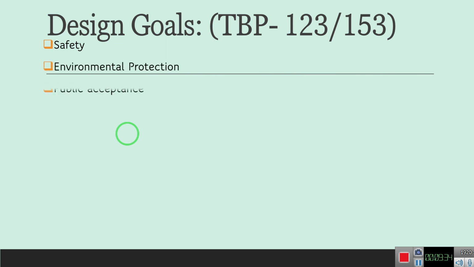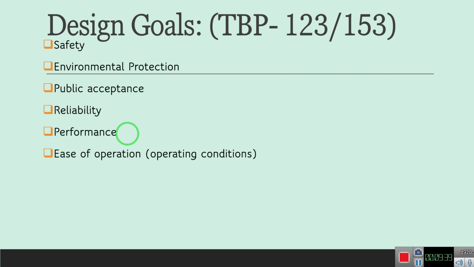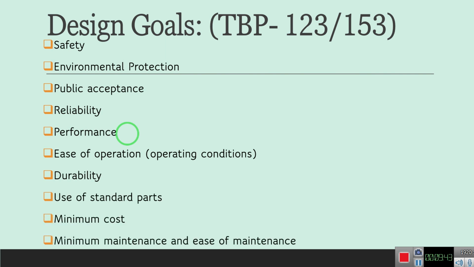Safety, environmental protection, public acceptance, reliability, performance, ease of operation or operating conditions, durability, use of standard parts, minimum cost, minimum maintenance, and ease of maintenance. So 1, 2, 3, 4, 5, 6, 7, yes, 10 design goals or objectives we have. So we have to study one by one what these design goals are.